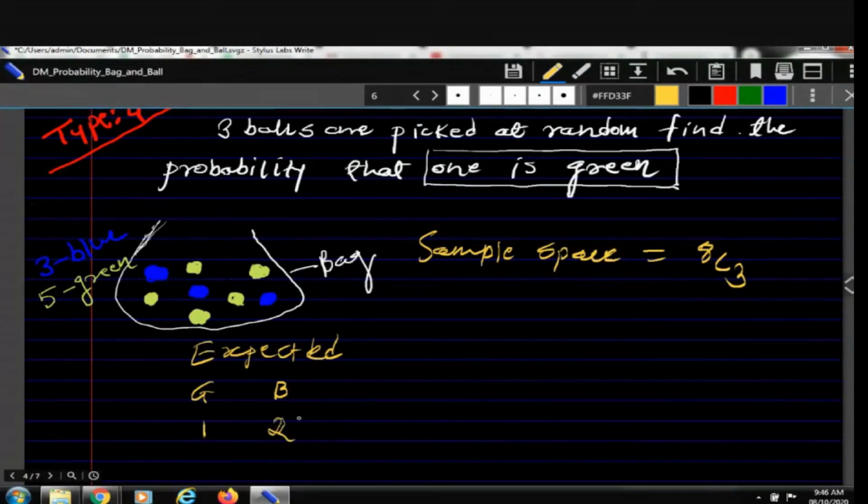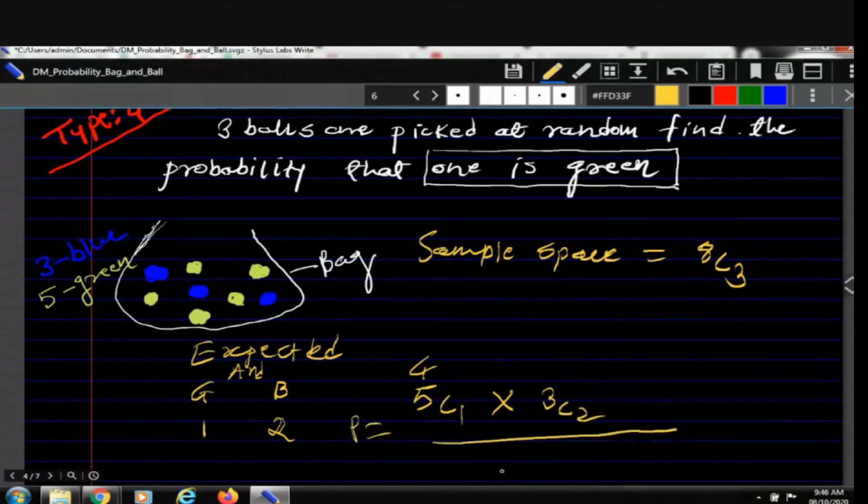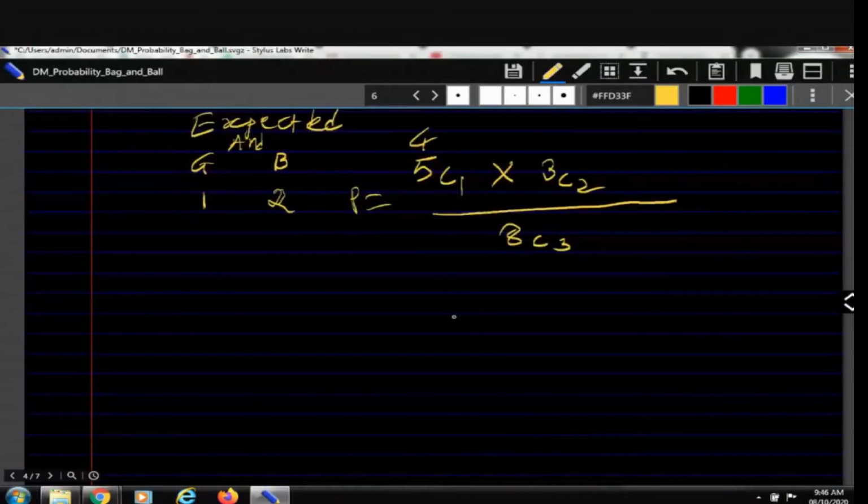So this you can write as: how many ways you can select one green ball? You can select in 5C1 ways. So this is the selection for green. And here it is "and" because you have to select three balls. So selecting one green or two blue will not work. You will have to select one green and two blue. So here it is "and", two blue you can select by 3C2 ways, and your probability is equal to 5C1 into 3C2 divided by 8C3.